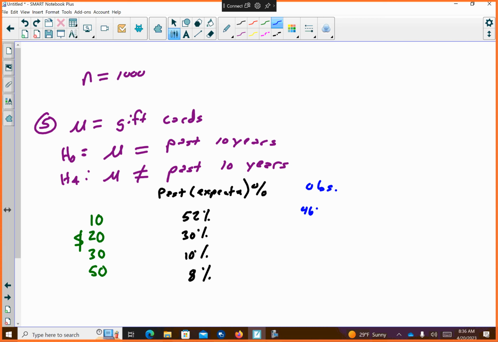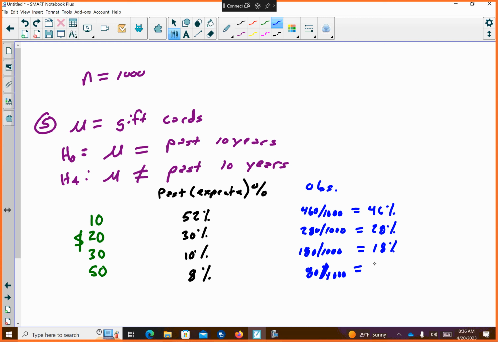And then they said that our observation, they had, and I'm going to make this so you had 460, and we're going to go 460 out of 1,000. We'll make that a percent. 280 out of 1,000. We'll make this a percent as well. 180 out of 1,000. And 80 out of 1,000. And so that comes out to 46%, 28%, 18%, and 80 out of 1,000, 8%.